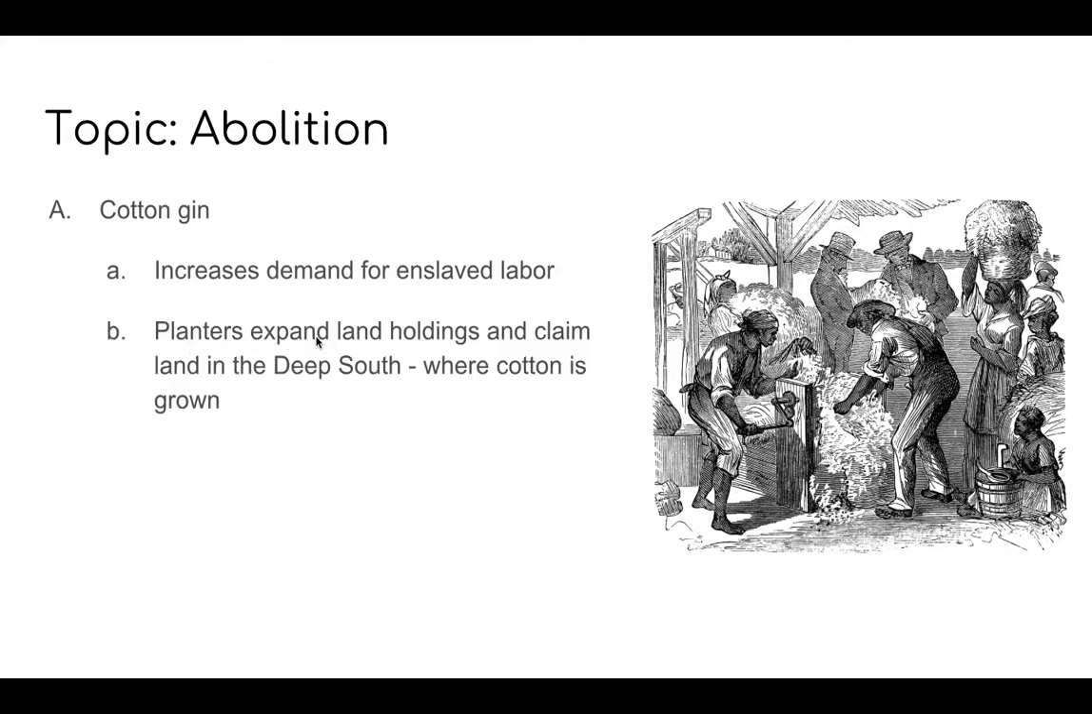Planters begin to expand land holdings. Because cotton can be produced rather easily using this cotton gin, planters want to buy more land, so they want to expand their land holdings. And they begin to claim land in the Deep South, and we will see where that is later on in the screencast. But cotton grows very well in the Deep South.